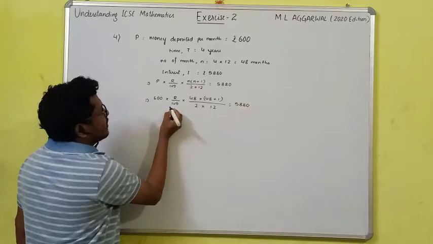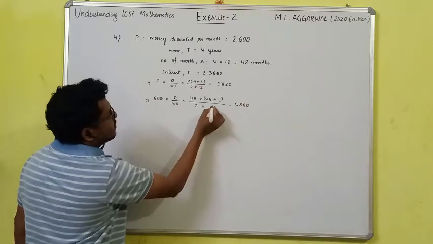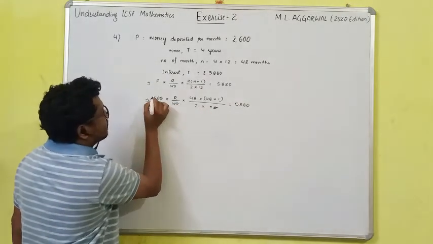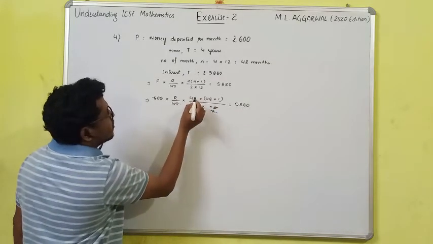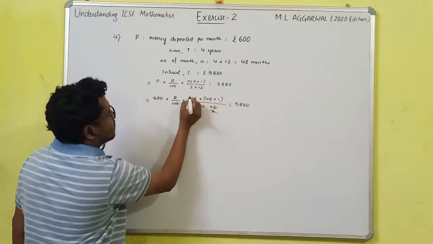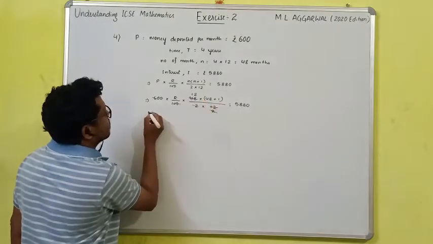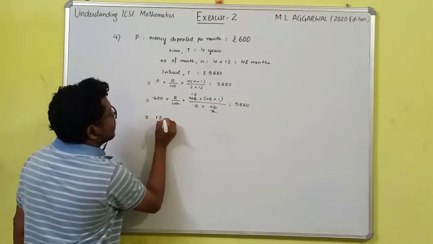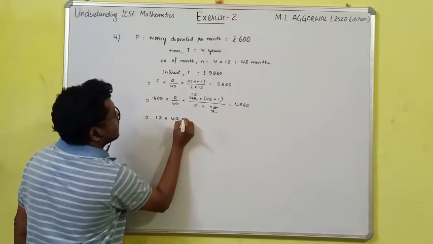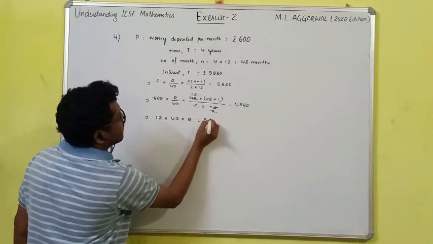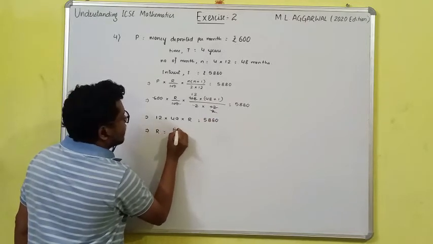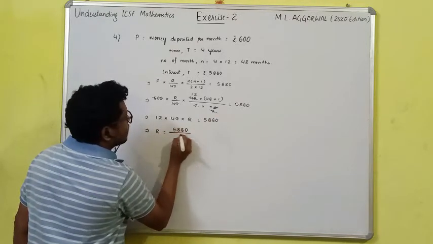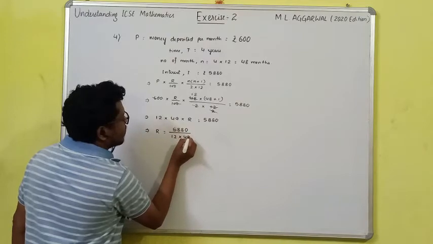So now let's cancel this 2, then 6 to the 12, 2 fours if you cancel 12 for the 48. So now it will be 12 into 49 into R is equal to 5880. So R is equal to 5880 by 12 into 49.